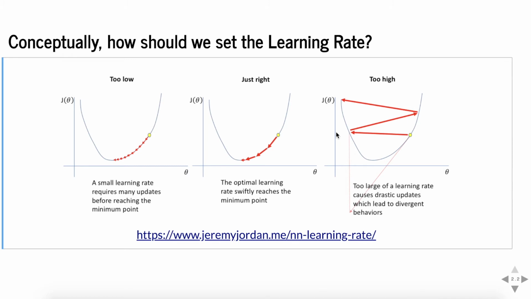Somewhere in between these two extremes, we're going to reach the optimal learning rate, or when it's set just right. So we can take bigger steps, but we still reduce the loss. And here we've reached the minimum point in less steps than if we'd set the learning rate too low.